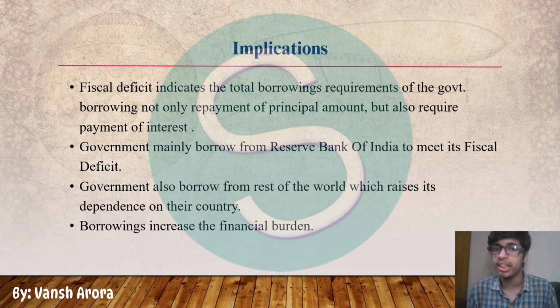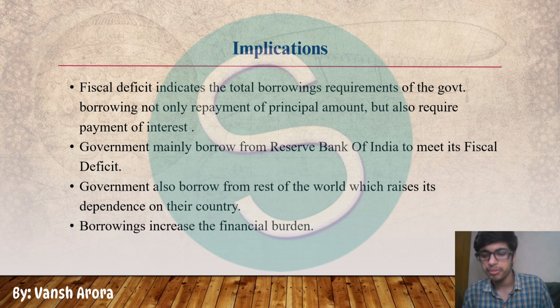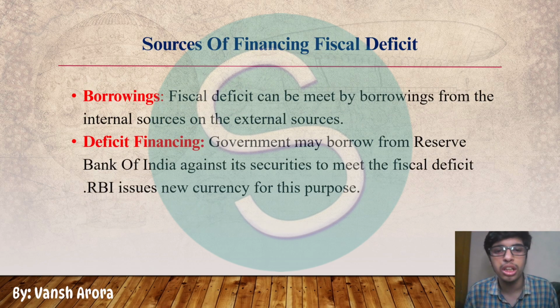You have to first explain the deficit, you have to write the formula of it, and you have to explain either 2, either 3, or either 4 implications. It depends on the marks of the question. Okay, so now let's come to the third deficit. Before coming to the third deficit, it is the sources of financing fiscal deficit.